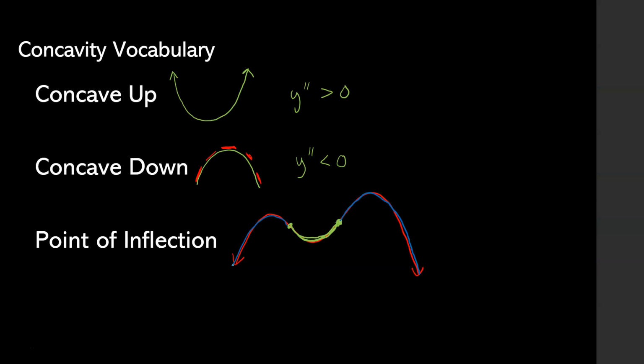Okay. And so what do you suppose these two places are where this graph changes concavity from concave up to concave down, or concave down to concave up? They're points of inflection. So I do want to make one small point, and that is using the graph 1 over x.